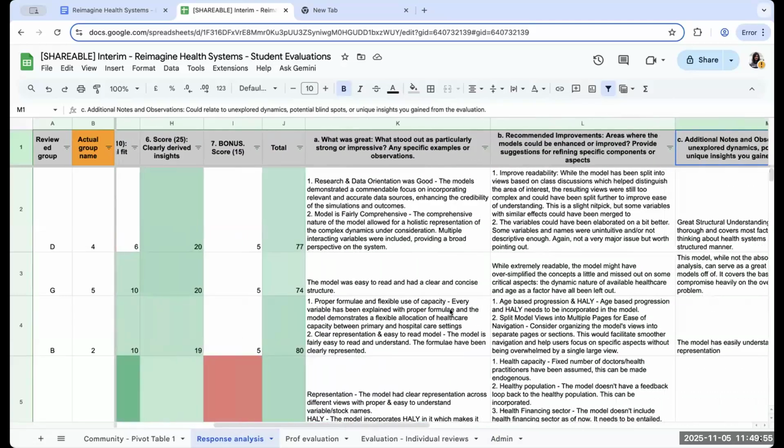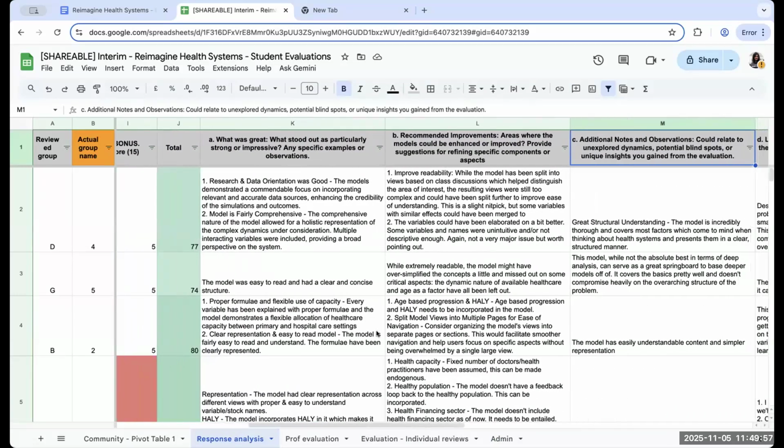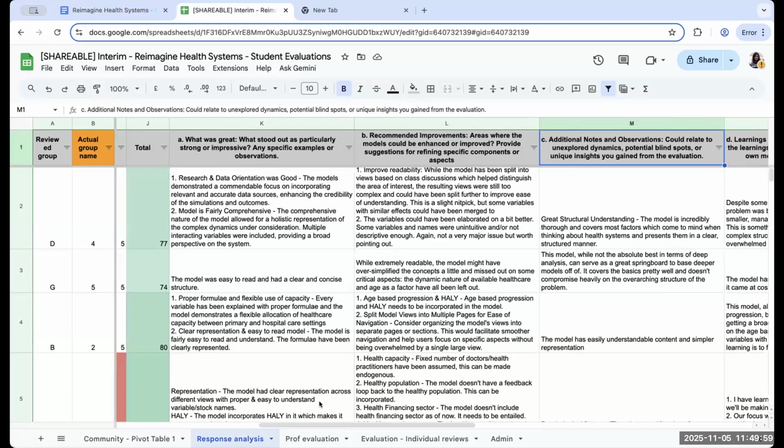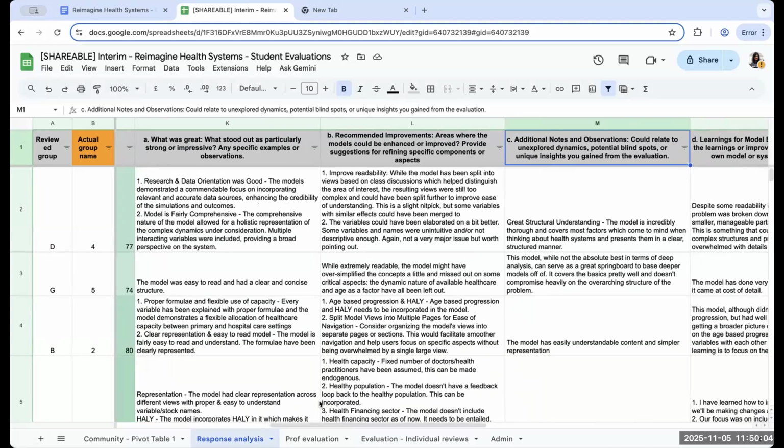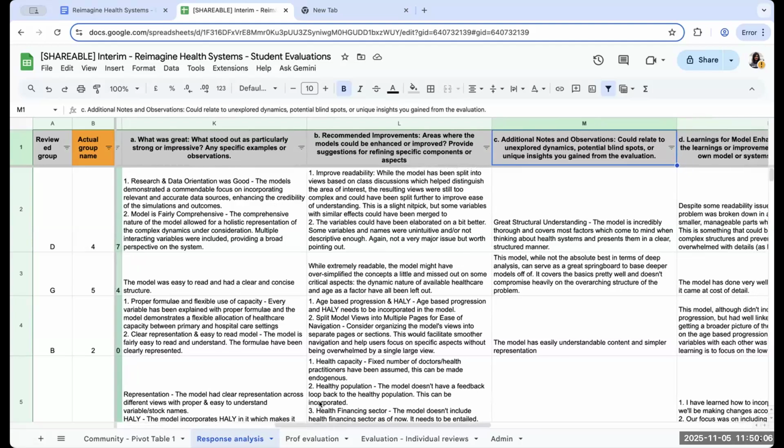I will, again, pause over here in case you want me to read out a couple of these. I can do that. But in the interest of time, I also think we should. Any questions?